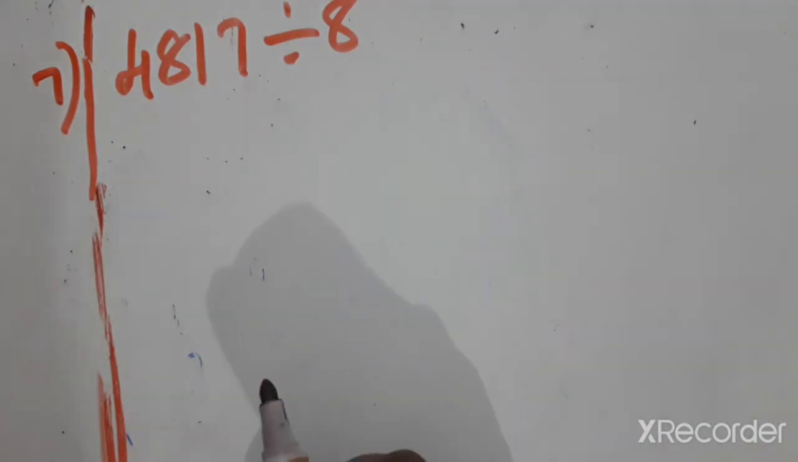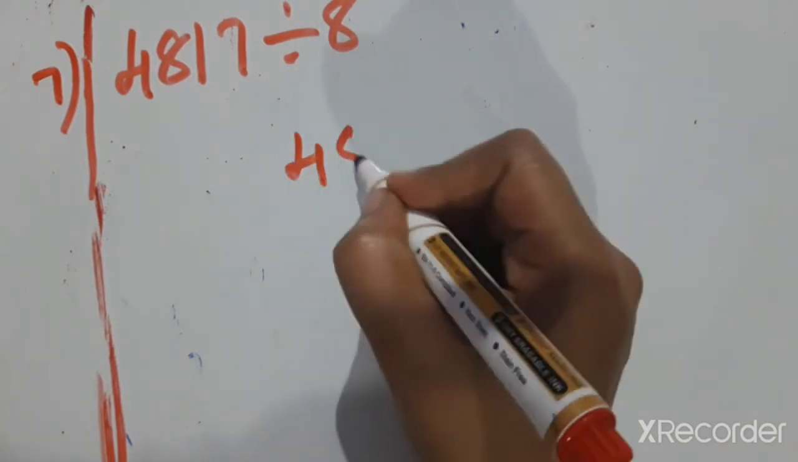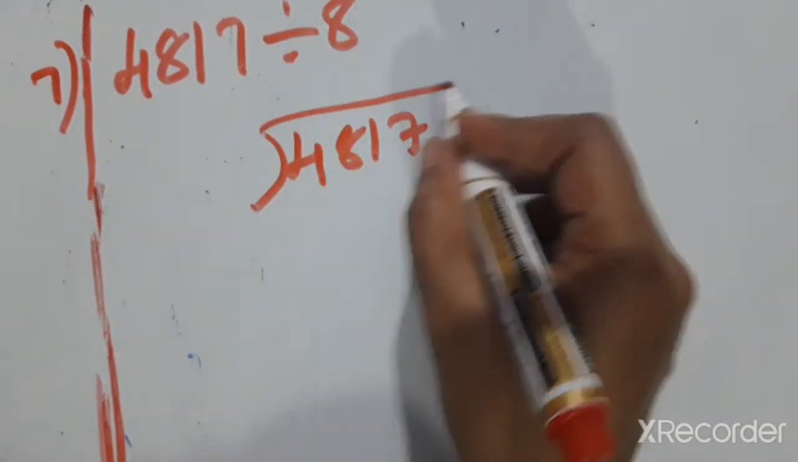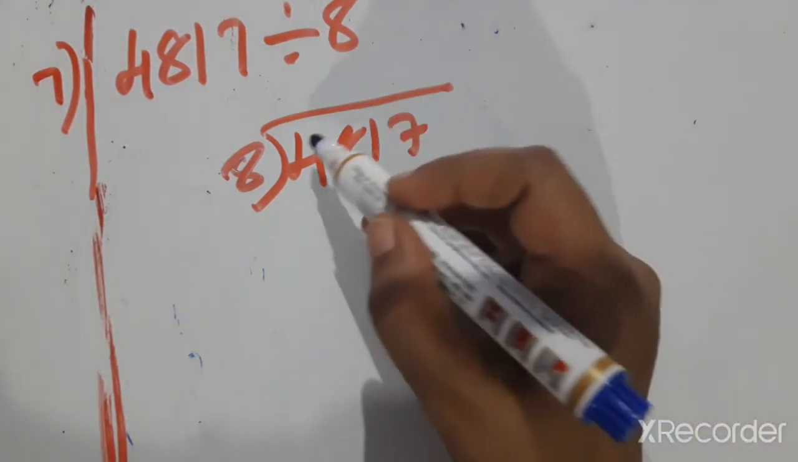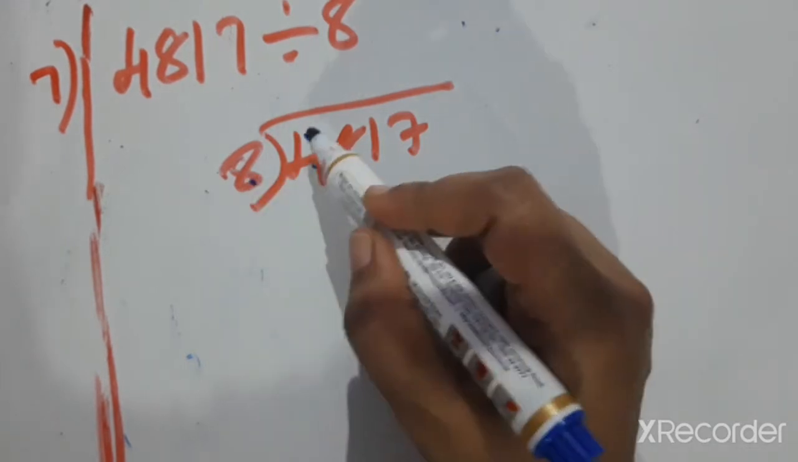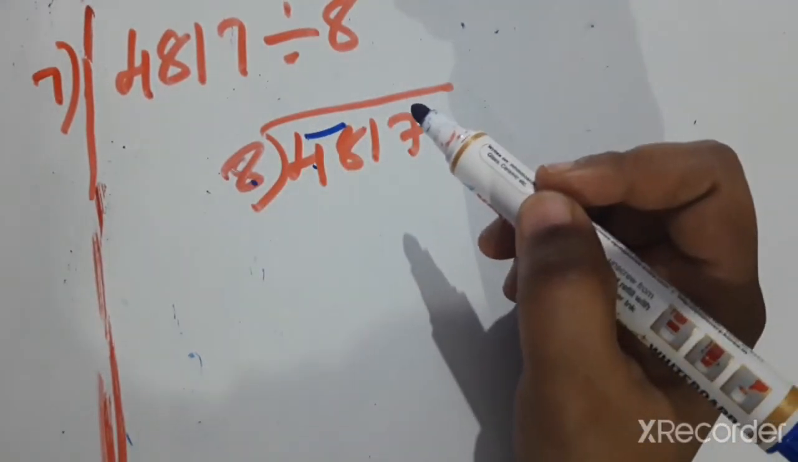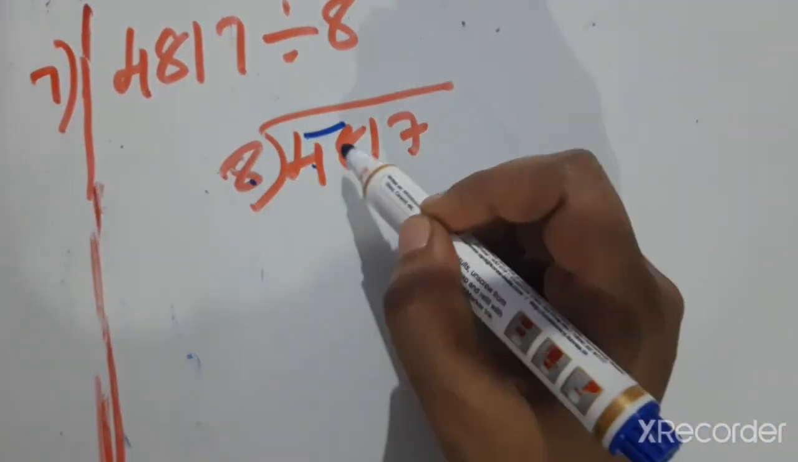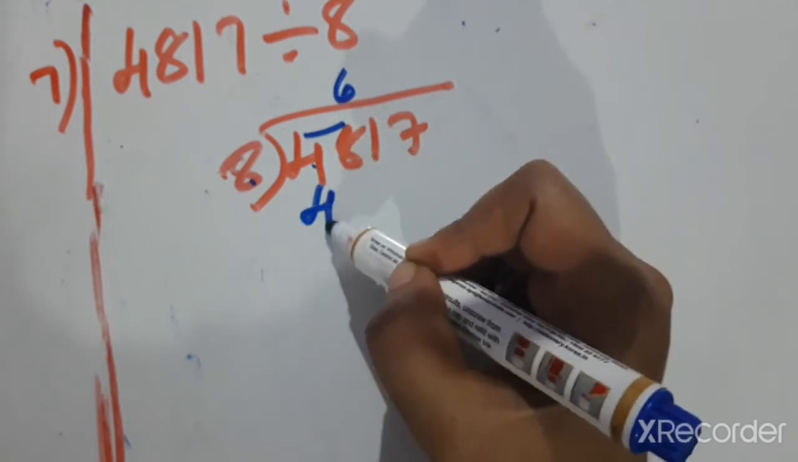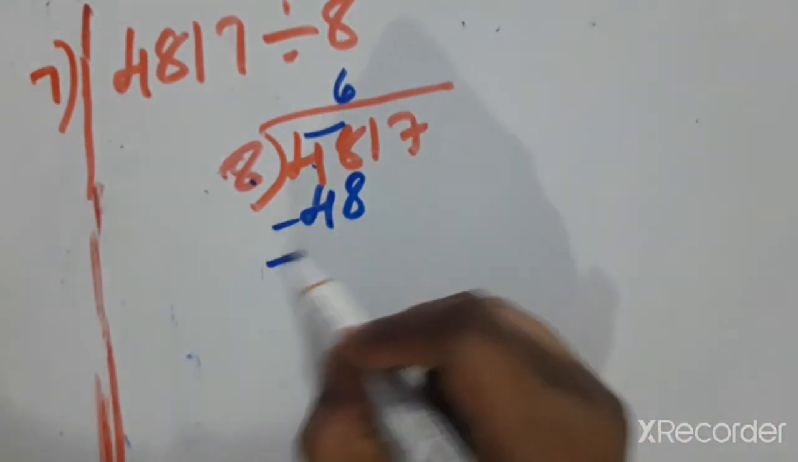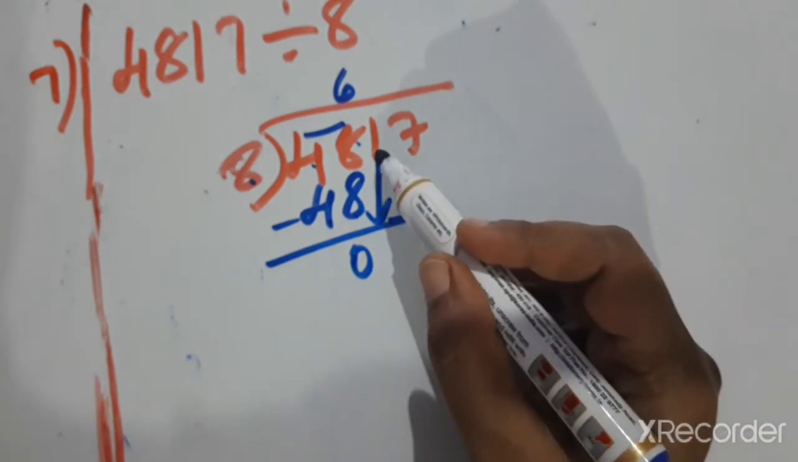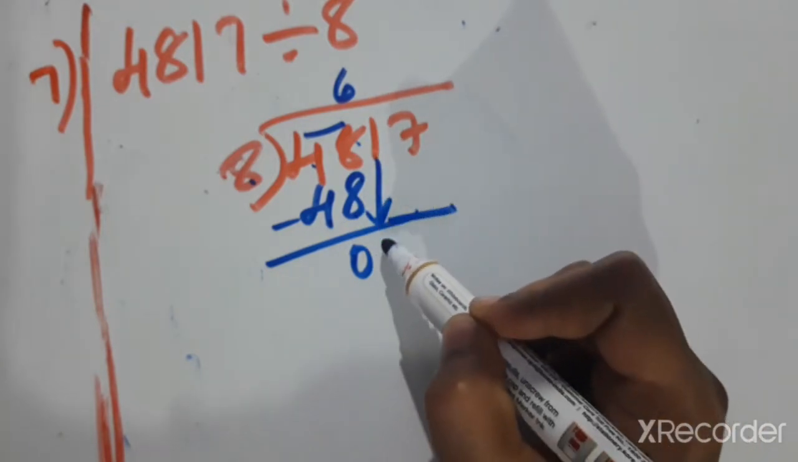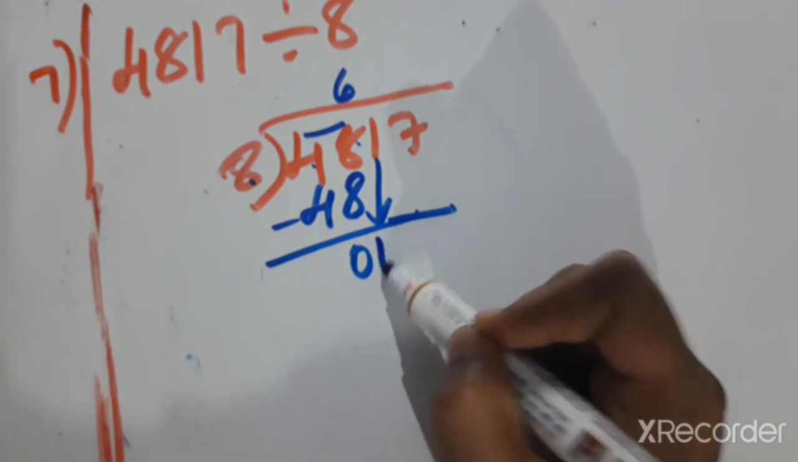Next question, 7th one, 4817 divided by 8. 8 how much we have to check. Can we consider 4? No, because 4 is less than 8. So we have to take a 2-digit number, that is 48. 8 how much? 8 6s are 48. Exact number we got here now. 48 minus 48 is 0. Bring 1 down. Each step only one number we have to carry down. So here 1 is carried down.